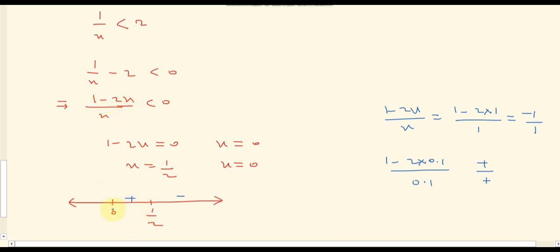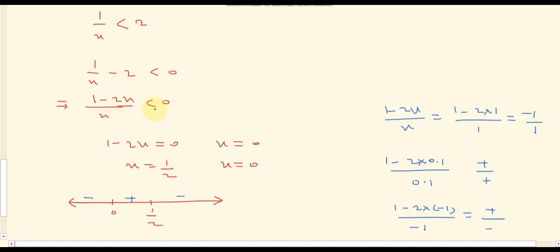Now let's find the sign of the term for the interval minus infinity to 0. We can take any number. Suppose I take minus 1. For minus 1, we have 1 minus 2 into minus 1 upon minus 1. So in the numerator we have a positive number, and in the denominator it is a negative number. So a positive number by a negative number would make a negative number. So we will have a negative sign here. And this is the sign scheme of 1 minus 2x by x.